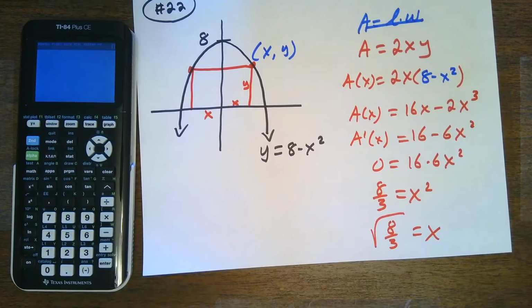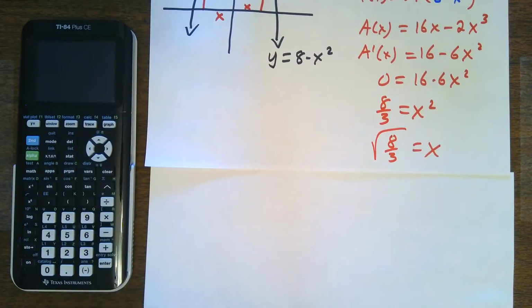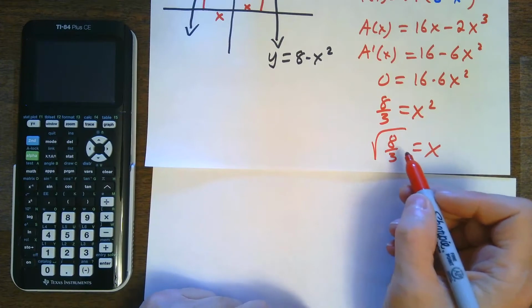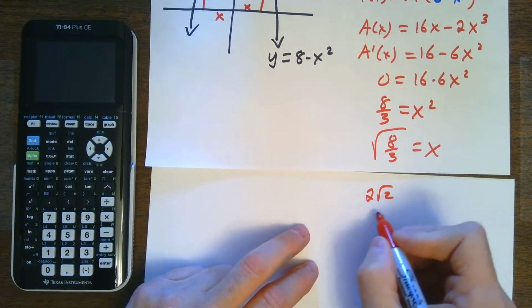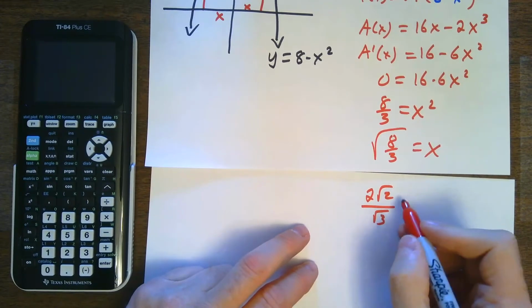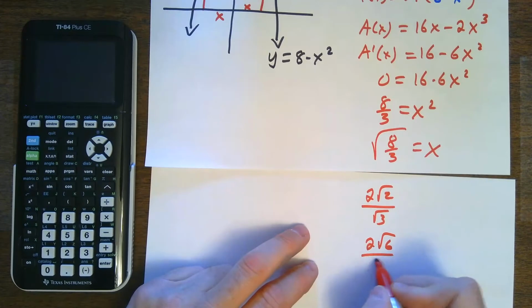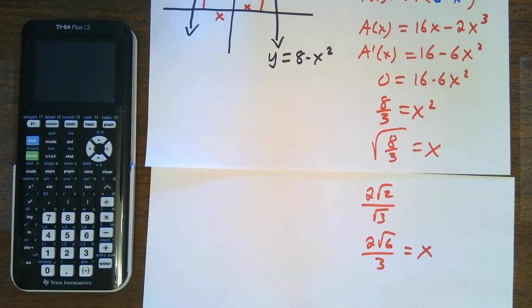And of course, that's not very good form, is it? If I wanted to clean that up a little bit, I think I would write it as, let's see, 2 root 2 over root 3 multiplied by root 3 over root 3, and I get 2 root 6 over 3. I think that's a cleaner, nicer form, we'll see.